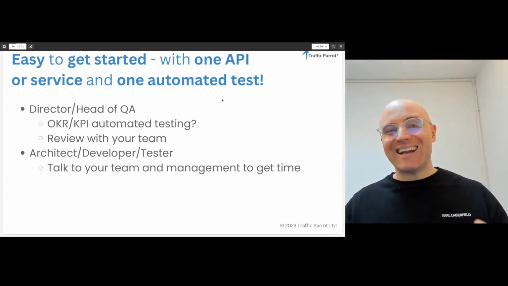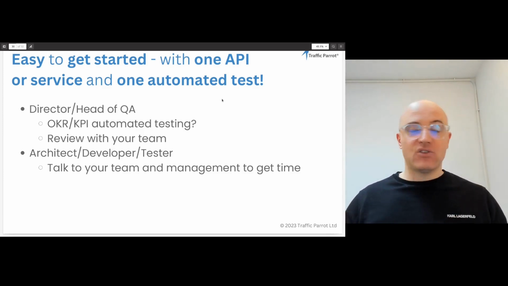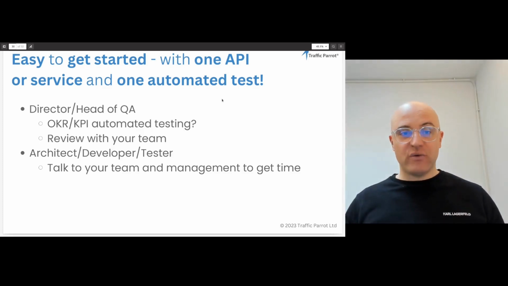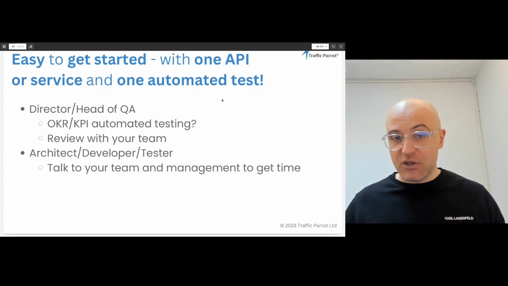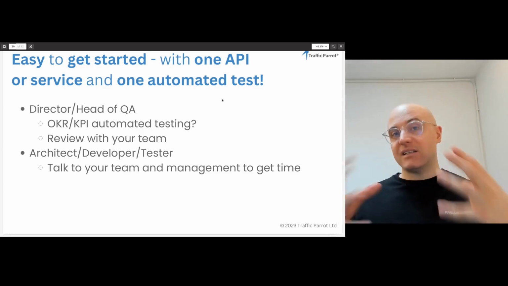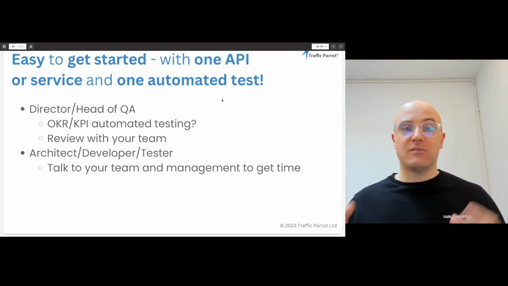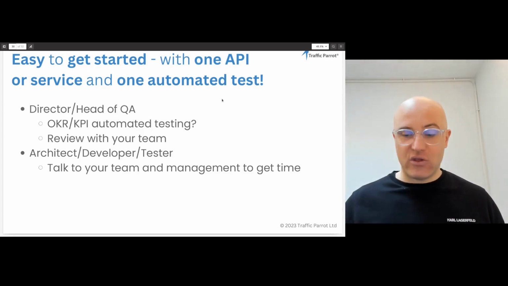So if you're a director or a head of QA and you've got this OKR or KPI that talks about automated testing, just review this presentation with your team and prepare a plan on how you could reach out maybe to us or use API simulators to help you with your automated testing journey. And if you're a technical person such as an architect, developer or tester, just talk to your team and management to get time to look into this practice.